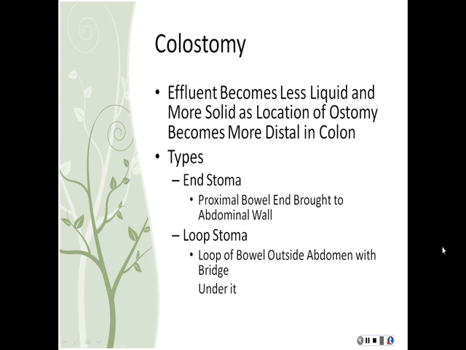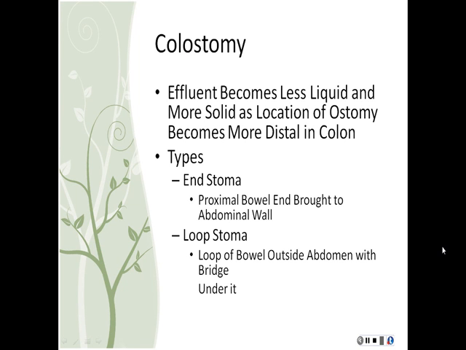Colostomies are named by the location, so they can be ascending, transverse, descending, or sigmoid. The type of effluent or feces is dependent on the location of the bowel used. The effluent becomes less liquid and more solid as the location of the ostomy becomes more distal to the colon.